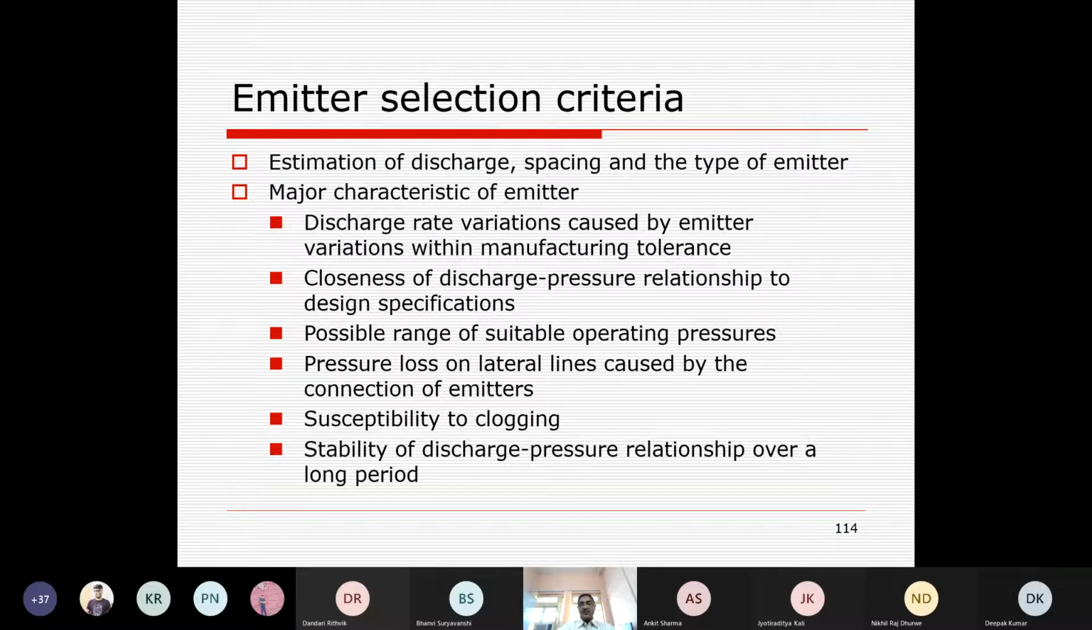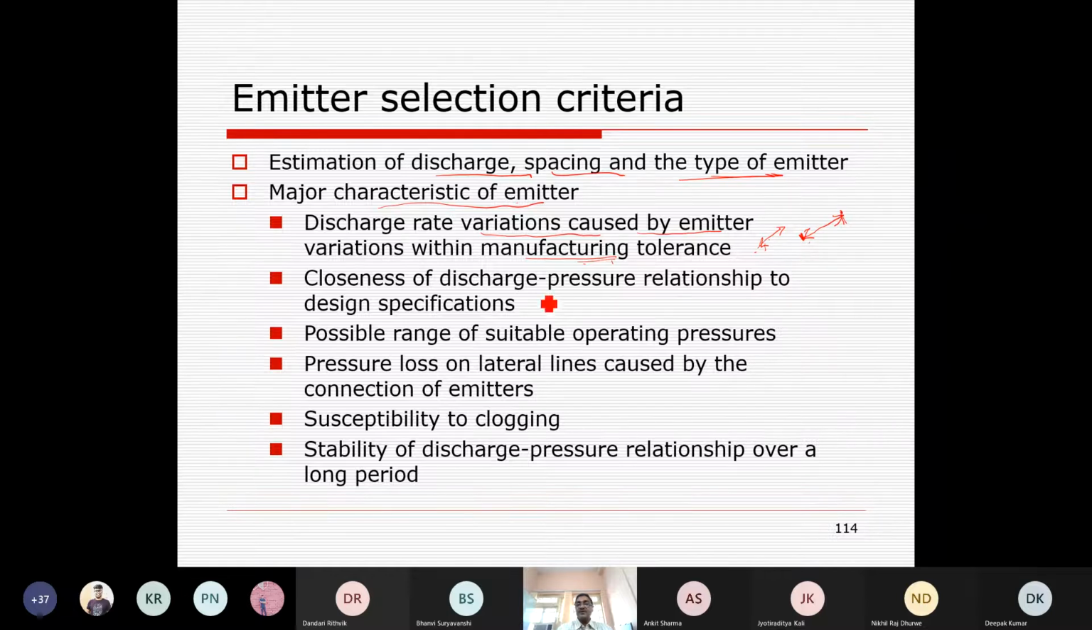For emitter selection criteria, because it is the most important, we need to estimate the discharge, spacing and type of emitter, whether it should be pressure compensating or non-pressure compensating. The reason is that cost is involved as well. So what are the major characteristics of the emitters which are available? Discharge range variation caused by the emitter, that is variations within manufacturing tolerance, means there is a standard condition. The manufacturer also states that it may have this level of variation in operation. So we need to find out which one satisfies our demand or our need to cater water in our field.